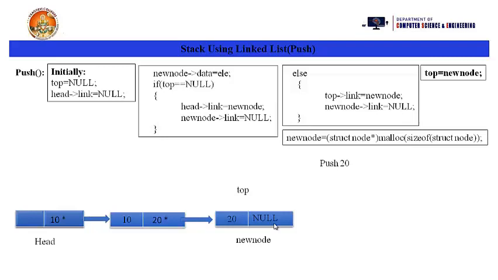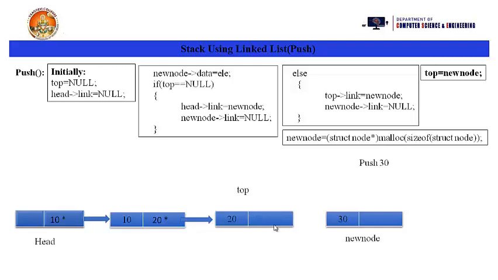And next I want to push one more element, 30. Allocate the memory for the new node, it is a new node. Then push the element by using the new node tends to data equal ELE. Then check the condition if top equals null. No, top is something, it is pointing to 20 node. Then go for the else part, top tends to link equal new node.